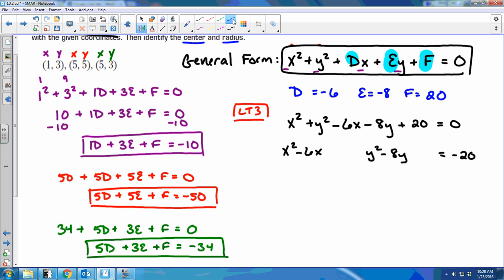So how do I complete the square? What do I do for x? b divided by 2 squared, right? So b is -6. -6 divided by 2 is -3. And -3 squared is 9. So we're going to add 9 here, and we're going to add 9 over here. Same thing for y. We're completing the square. So b divided by 2, -8 divided by 2 is -4. -4 squared is 16, so we're going to add 16.